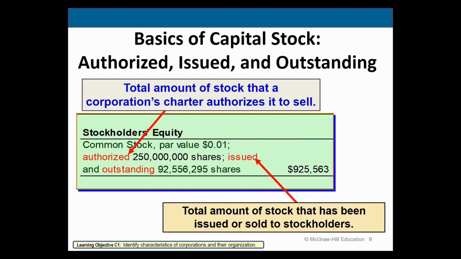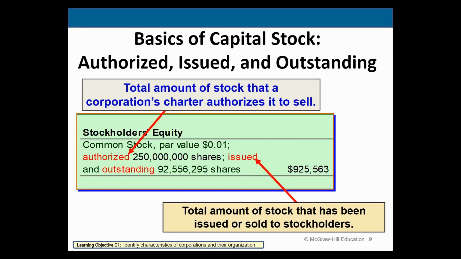So authorized stock is the number of shares that a corporation's charter allows it to sell. The number of authorized shares usually exceeds the number of shares that are actually issued and outstanding, often by a large amount. Now, selling or issuing stock is when a corporation can sell stock directly or indirectly.